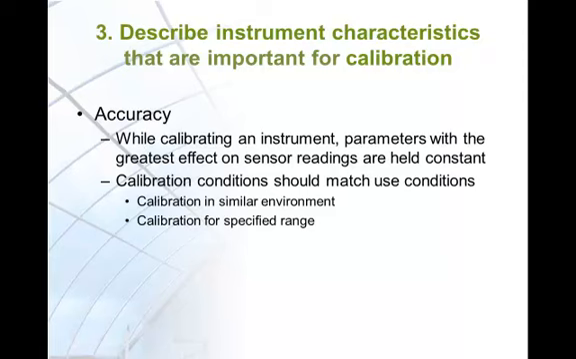Calibrate sensors for as specific a range as possible. For example, Type T thermocouples are typically rated at plus or minus 1 degree Celsius accuracy. By calibrating its response for a given temperature range and environmental conditions, the accuracy can be improved to plus or minus 0.5 degrees Celsius.